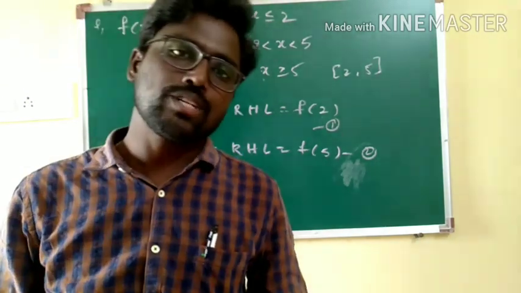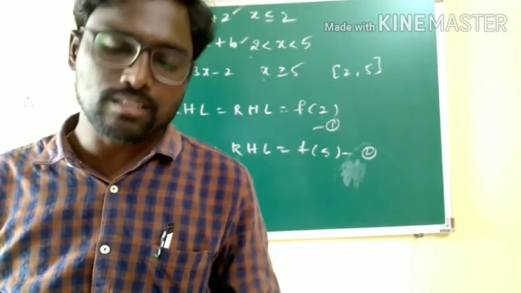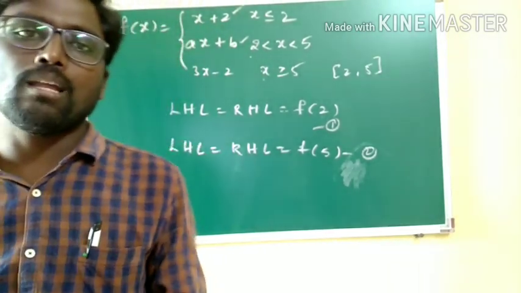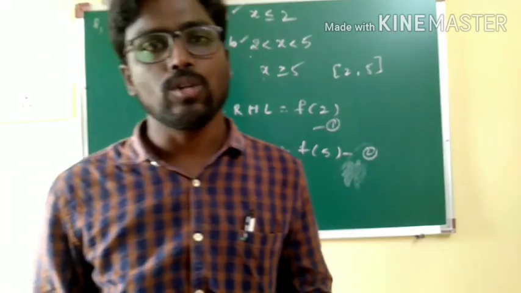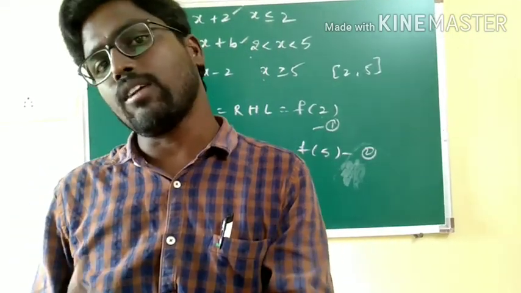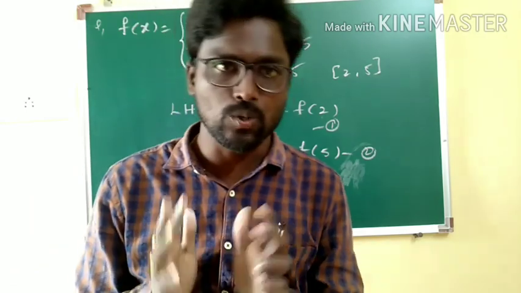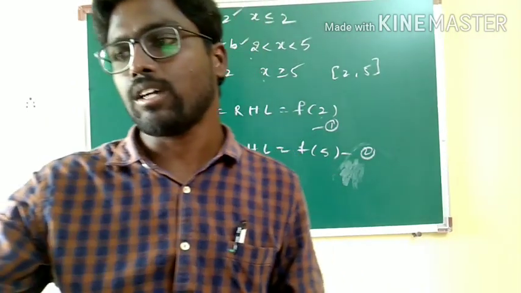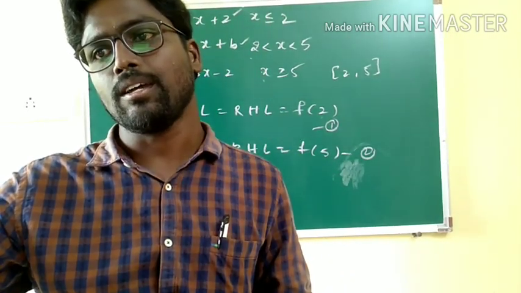And you are also asked to check the continuity at x equal to 1, meaning calculate the left hand limit and right hand limit at x equal to 1, and also find the f of 1 value. If all three are equal, you can say the function is continuous at x equal to 1. Otherwise the function is not continuous.